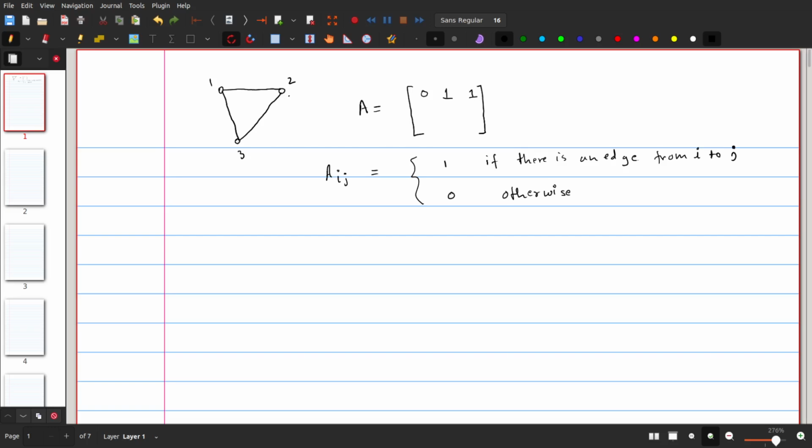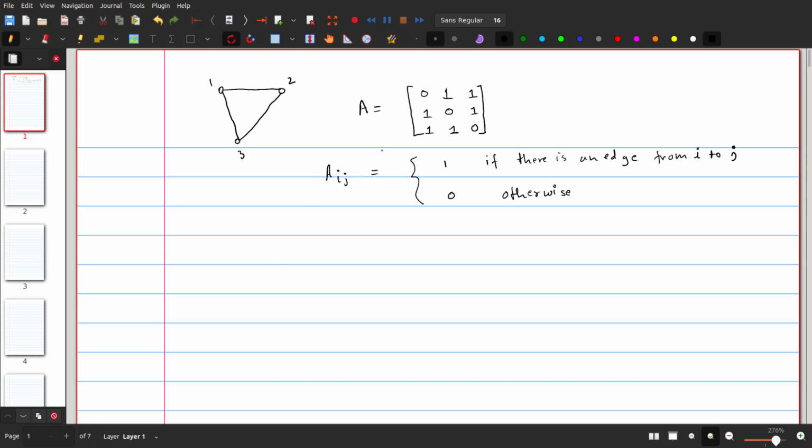Is there an edge from 2 to 1? Yes. From 2 to itself? No. From 2 to 3? Yes. From 3 to 1? Yes. From 3 to 2? Yes. And from 3 to itself? No. So this is our adjacency matrix of this graph.